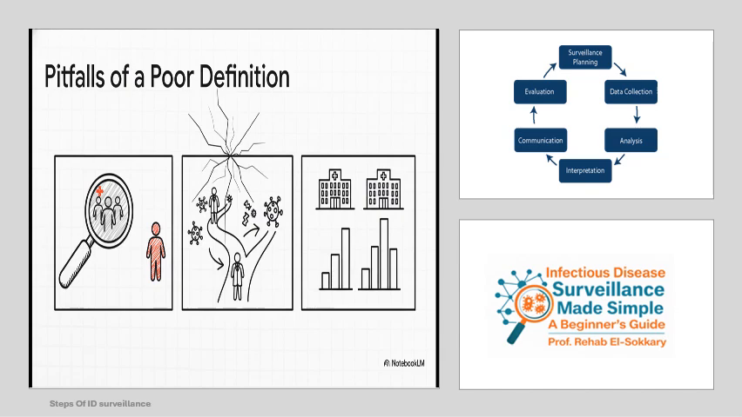You know, getting that definition wrong just poisons everything that comes after. You'll end up missing cases, which means you're underestimating the problem. You might misdiagnose the type of infection, so you're chasing the wrong solution. And you'll create so much bias that any comparison between facilities becomes totally meaningless.